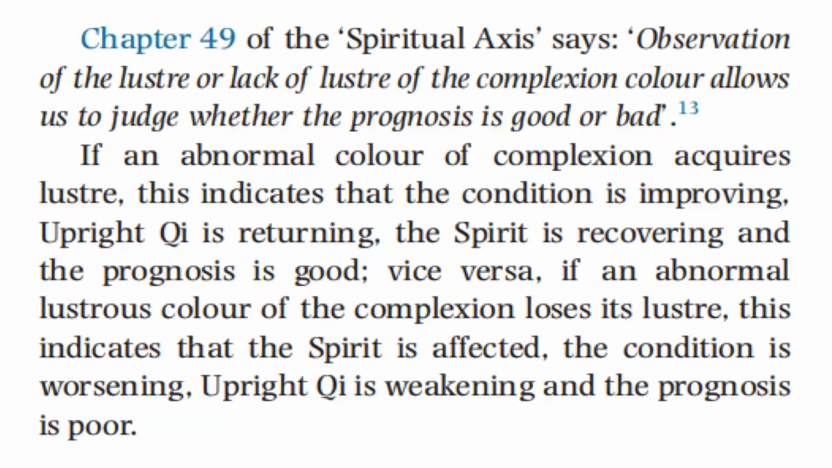Chapter 49 of the Spiritual Pivot says, observation of the luster or lack of luster of the complexion color allows us to judge whether the prognosis is good or bad. If an abnormal color of complexion acquires luster, this indicates that the condition is improving. Upright chi is returning, the spirit is recovering, and the prognosis is good.